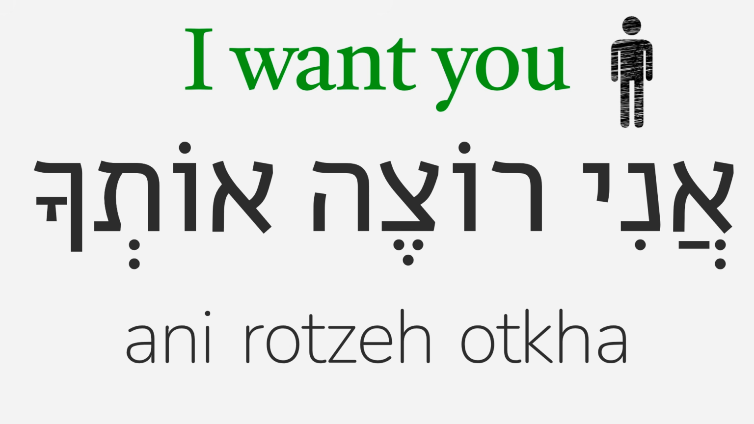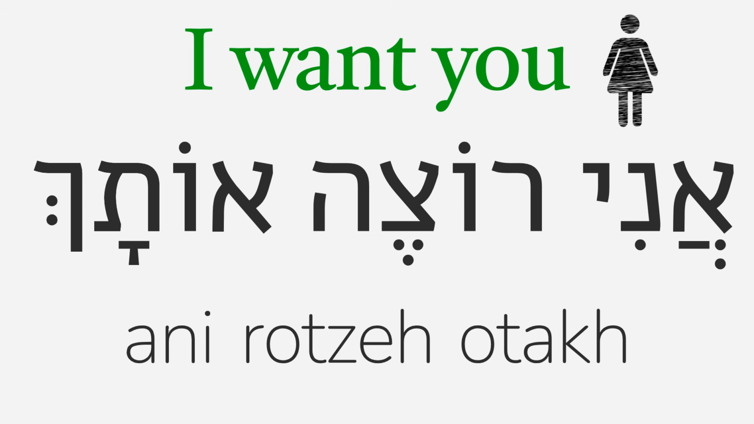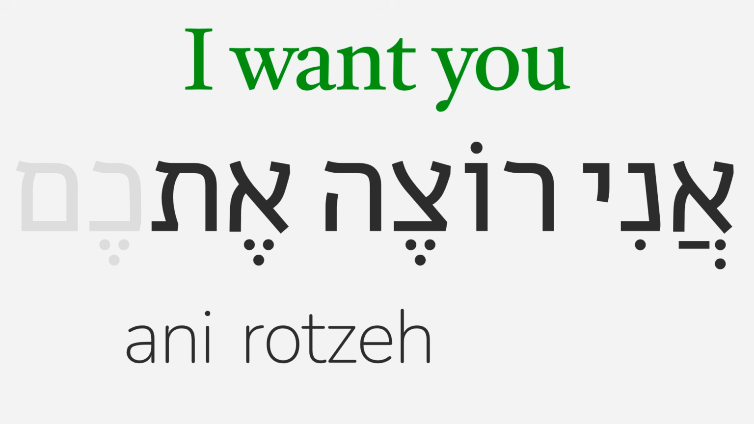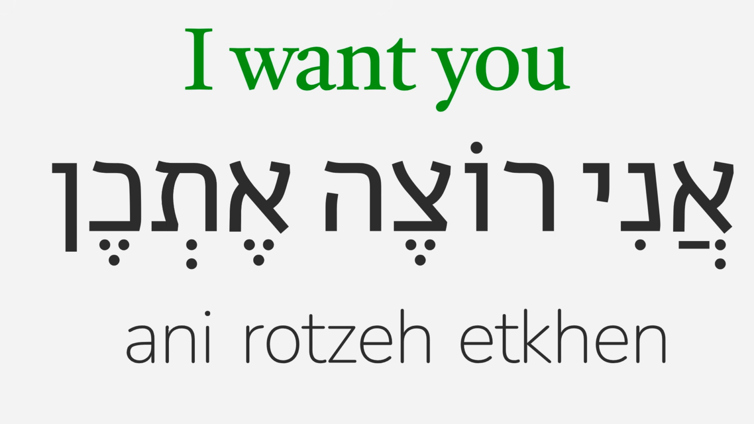Ani rotse otcha. The feminine you suffix is ch, and the vowel between it and ot is a kamatz, a, otach, you feminine singular. Ani rotse otach, I want you in feminine singular form. Ani rotse otach. The vowel between et and chem and chen, you masculine and feminine plural, is a schwa. With these suffixes, and only these suffixes, et does not change its vowel to an o. So we get et chem, you masculine plural, and et chen, you feminine plural.